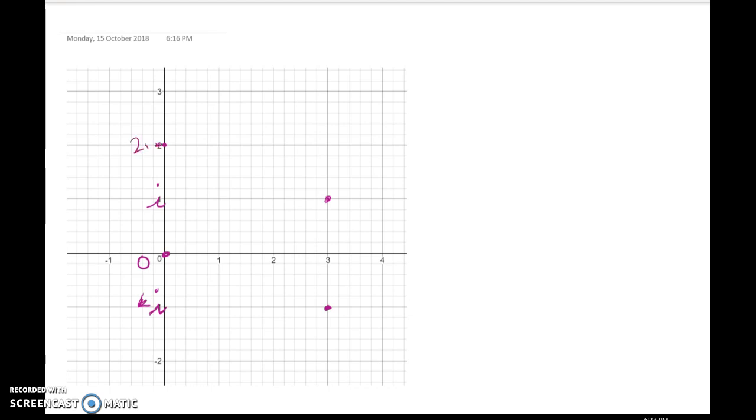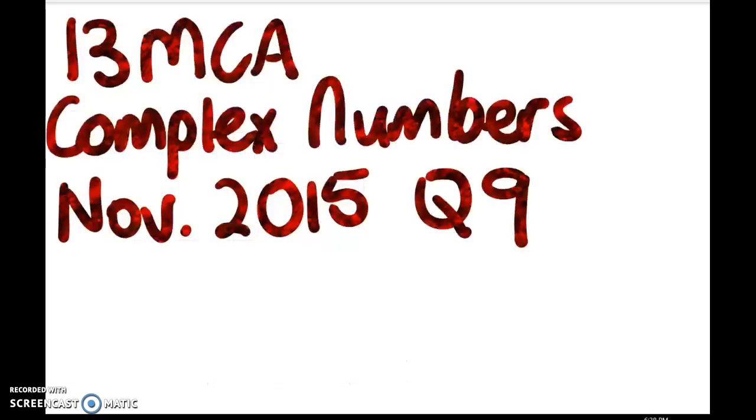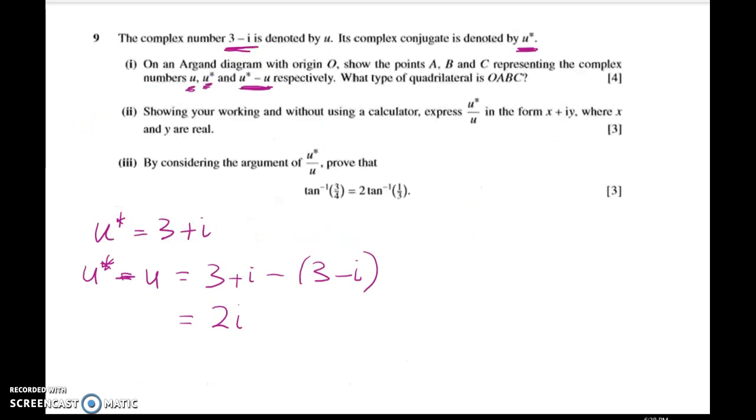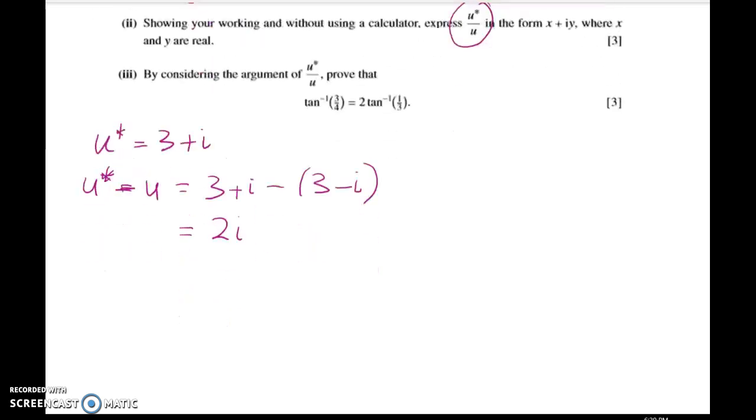So if we join those up, you're going to use a ruler to do that, and I am too. Okay, so you can see that what we've drawn there is a parallelogram. And back to the question, the next thing we're asked to do is to work out u star over u.